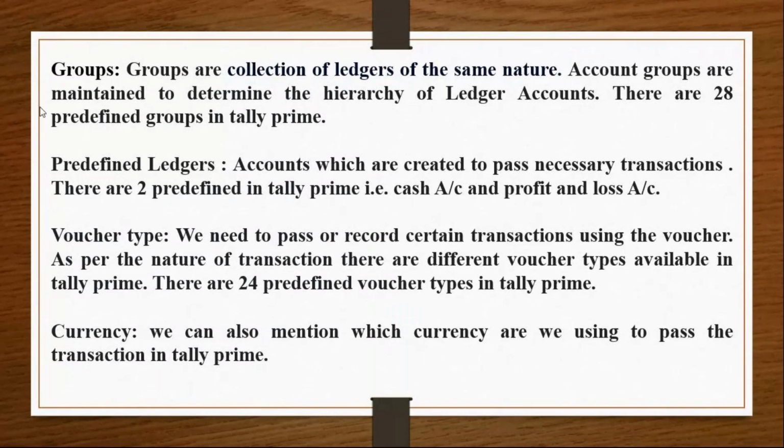After creating the ledger and adding it to its similar group, we need to record the transaction. In order to record the transaction, we will be using vouchers. Vouchers are used to record the transactions. This is the place where we'll be recording all our accounting transactions. There are 24 predefined vouchers in Tally, which we will be using in order to record our transactions.